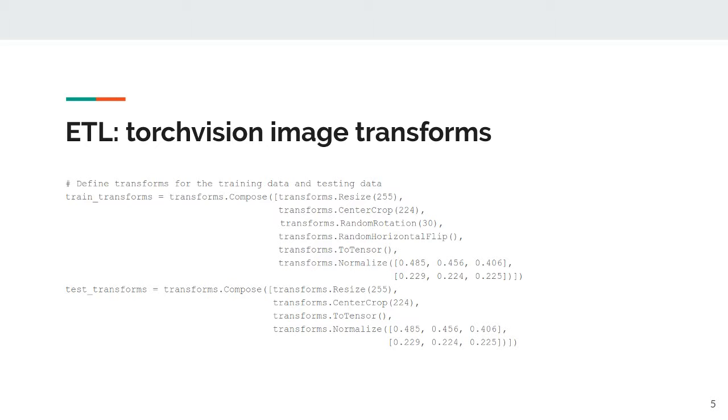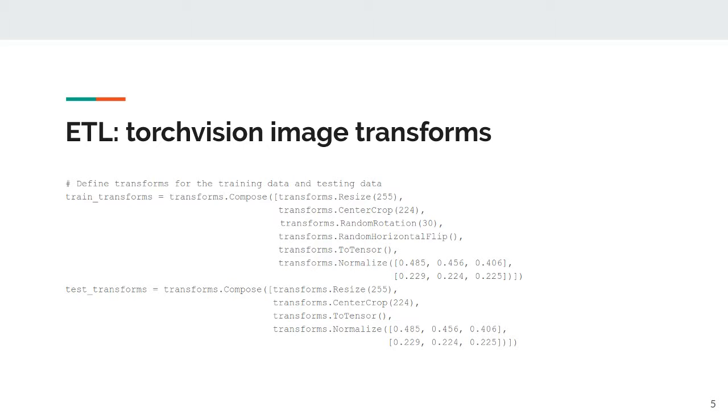So the next level in this process, in your pipeline, once you have set up the Torch Vision libraries, is how to load the data. I have shown here two transforms for Torch Vision, one for train and one for test.